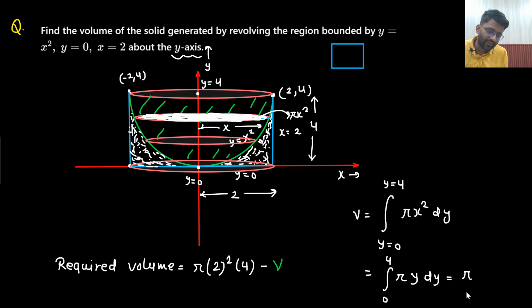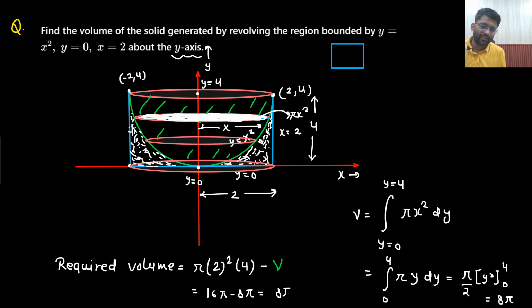So what are you getting? Pi y square by 2, pi into y square, y going from 0 to 4. So at 4, 16, the answer is 8 pi. So here what you are getting? 16 pi minus 8 pi, the answer will be equal to 8 pi only. Answer is 8 pi. Is that understandable to you?